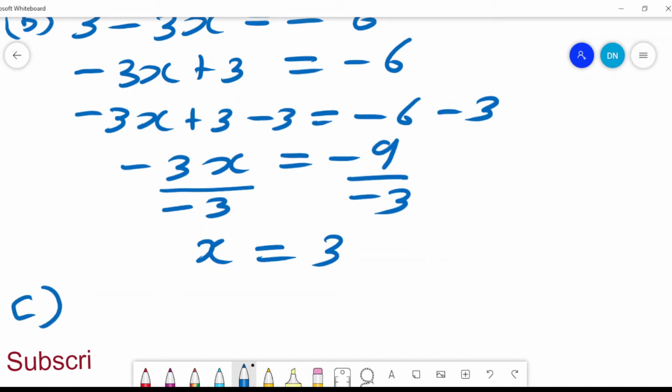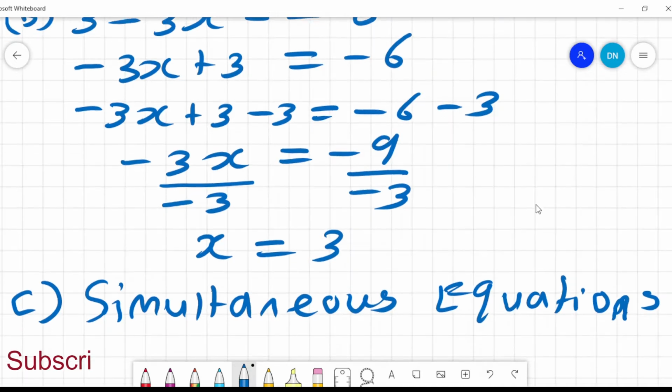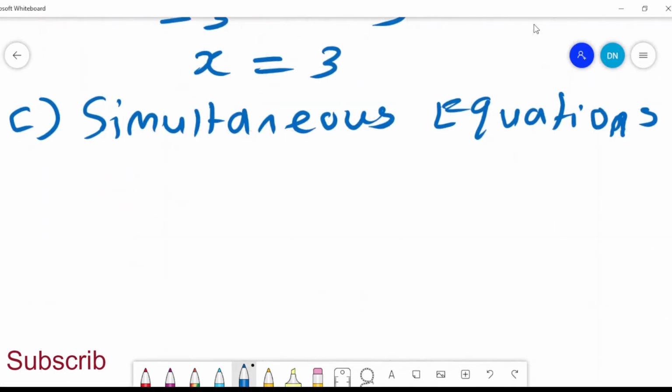Another set of equations is what we call simultaneous equations. We want to look at a simple example of how to solve simultaneous equations. There are different methods that can be applied. I'm not going to go through all the methods. I'll use the elimination method.